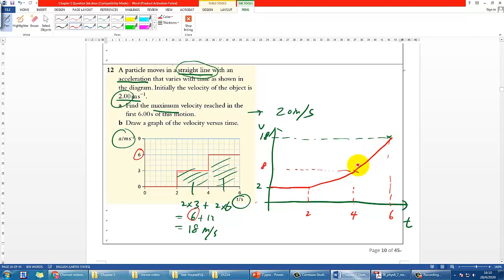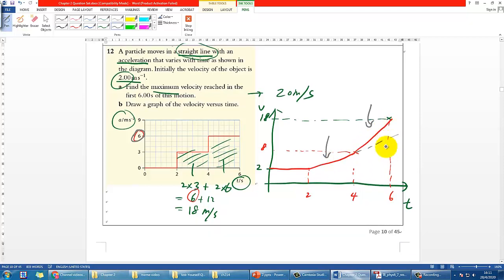One thing you should notice is that the slope of this segment versus the slope of this segment, from 4 seconds to 6 seconds, this one should be steeper. That is because the value of the acceleration is 6, while for this one the slope should be 3. If you compare their slopes, of course the later one will be steeper. So this is question 12.